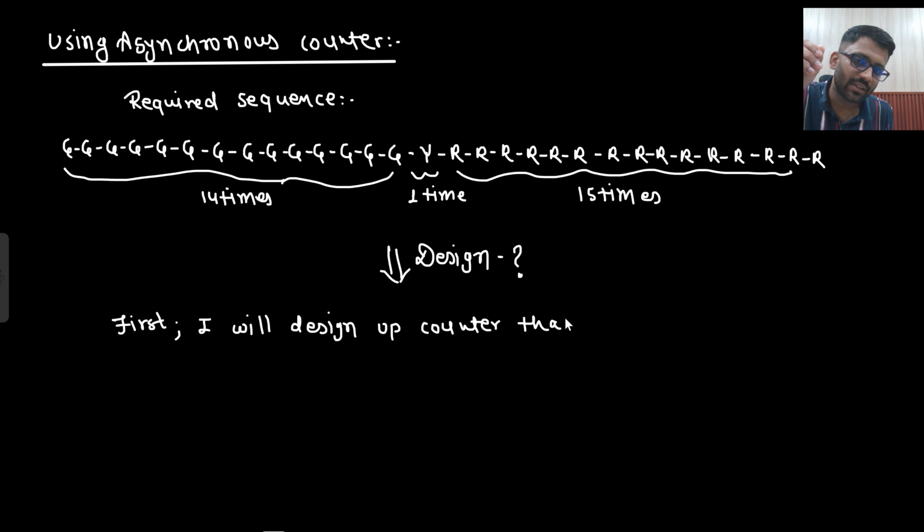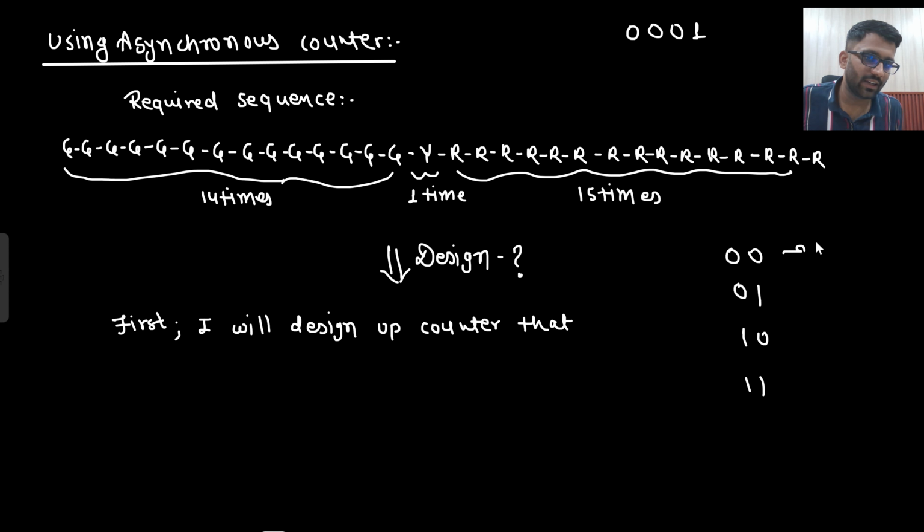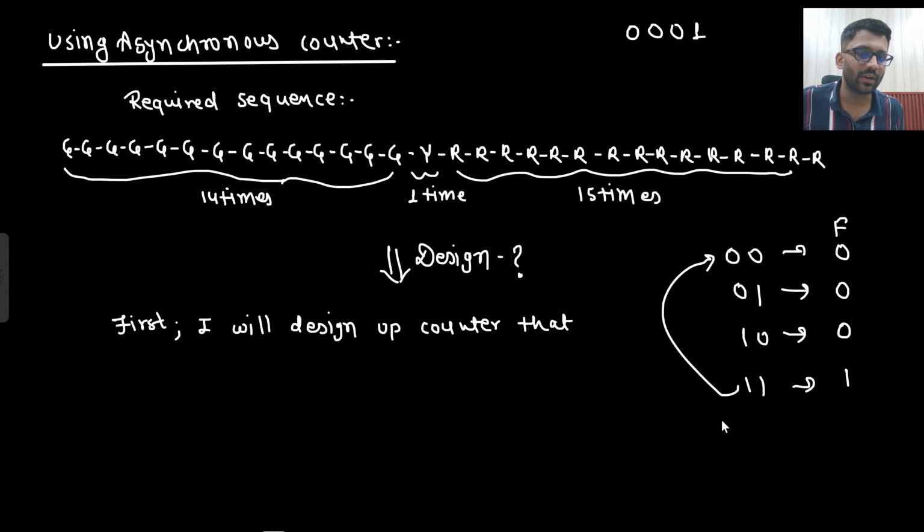How did we used to solve using an asynchronous counter? Let's say I need to generate this sequence. I would design a 2-bit up counter: 0 0, 0 1, 1 0, 1 1. Then I will design a combinational circuit. If 0 0 is coming, my output should be 0. If 0 1 is coming, output should be 0. If 1 0 is coming, output should be 0. If 1 1 is coming, output should be 1. And then I go back to this stage.